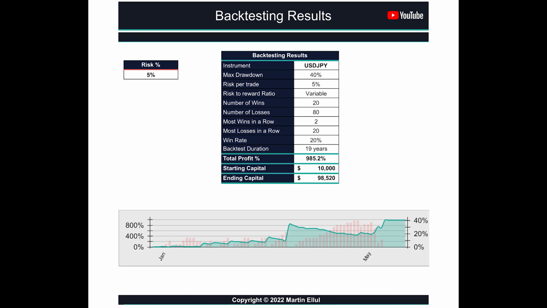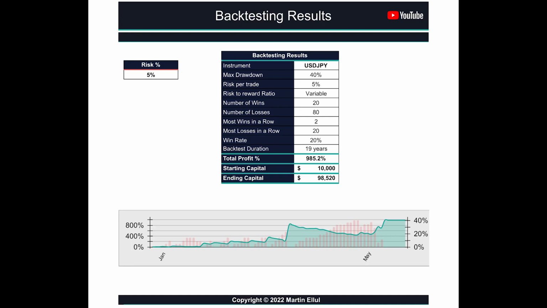So there you go, guys, the result of the backtest. It's quite interesting. So again, the backtest is on the dollar yen. So we had a maximum drawdown of 40%. We were risking 5% per trade. The risk to reward ratio was obviously variable because we were using different take profit levels. So we had 20 wins and 80 losses, with 2 wins in a row and 20 losses in a row, with a win rate of 20%.